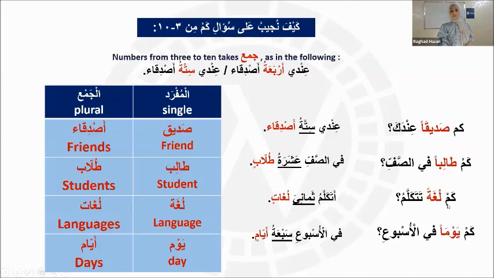Third example is كم لغة تتكلم? How many languages do you speak? لغة is a مفرد, single, right? And the answer could be أتكلم, like I speak, ثماني لغات. ثمانية is 8, and ثمانية is between 3 and 10, takes a plural, جمع. So أتكلم ثماني لغات.